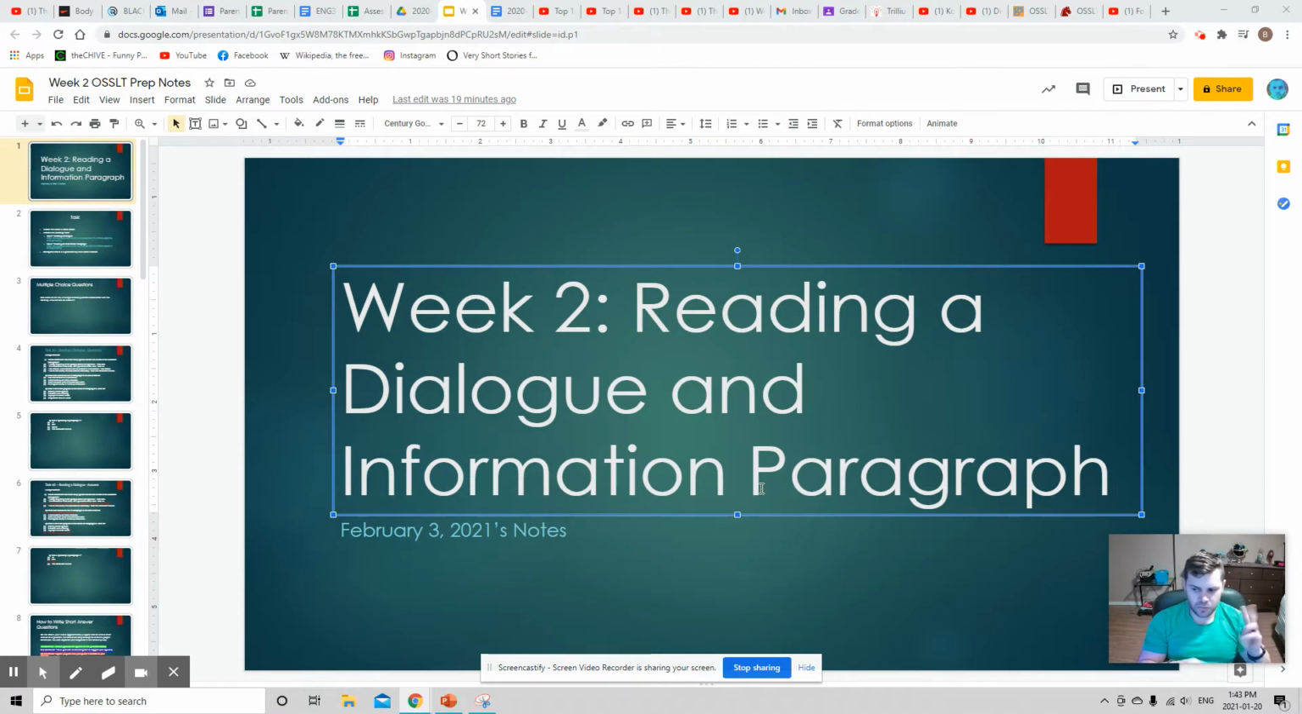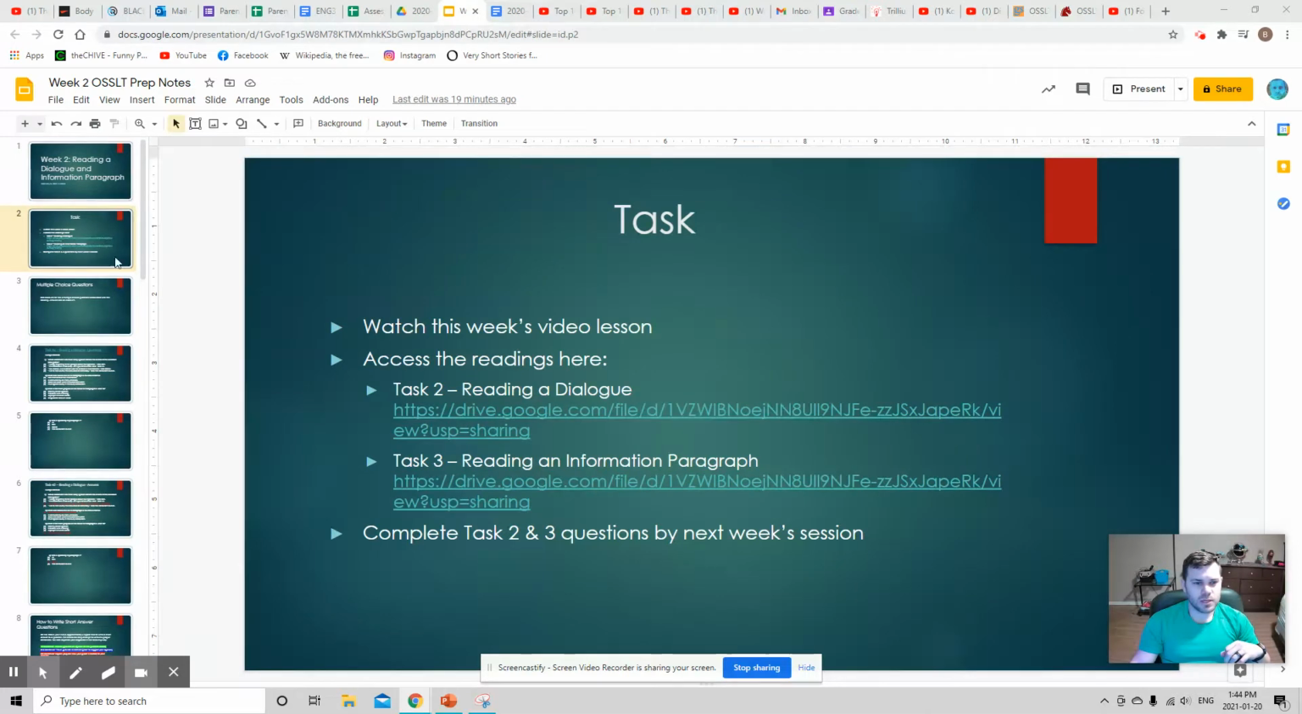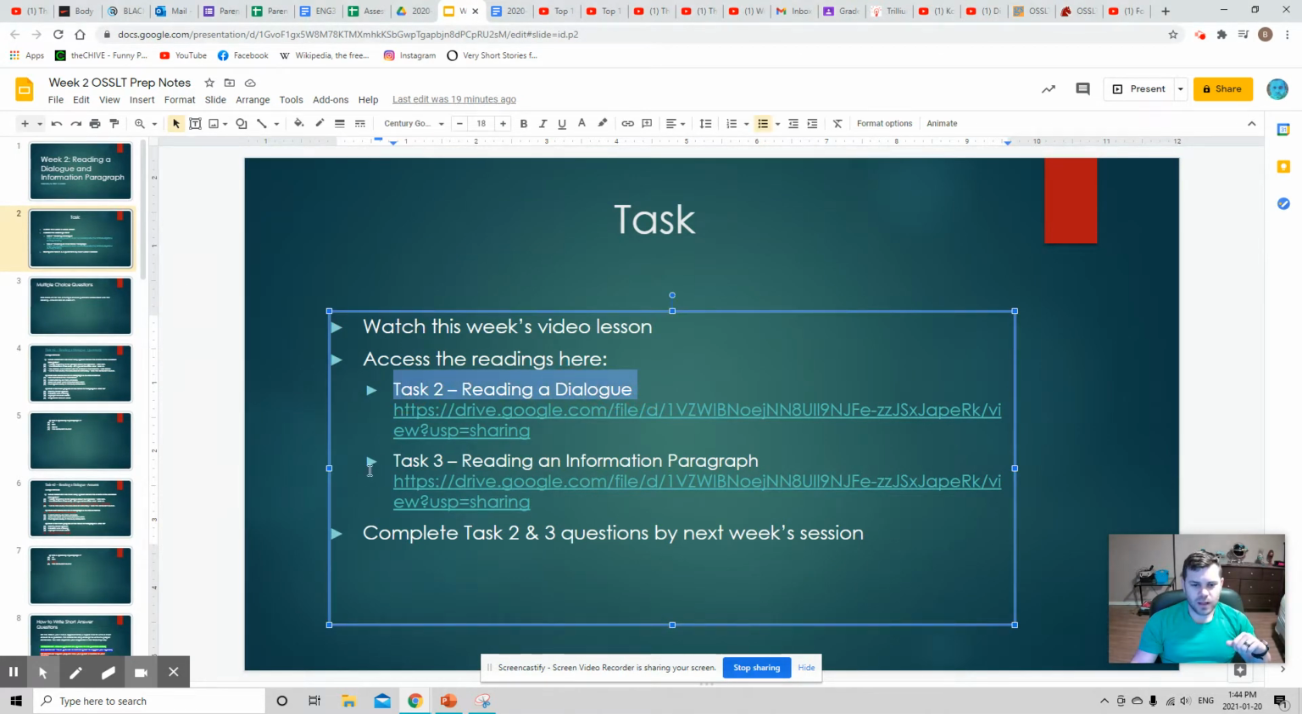This is week 2 of our journey. The test will be on April 8th, but we're doing preparation now, so you only have a little bit of work, about 40 minutes of work per week until the test. And today we're doing 2 tasks: reading a dialogue and reading an information paragraph.